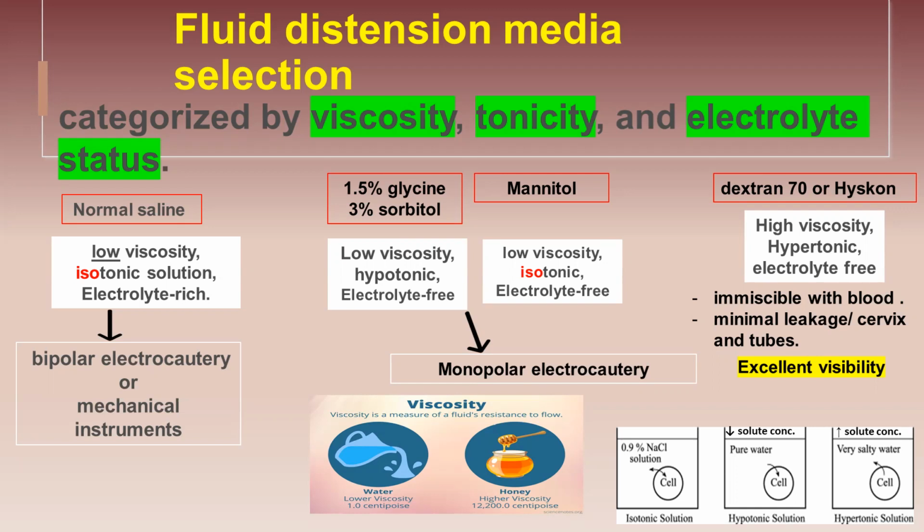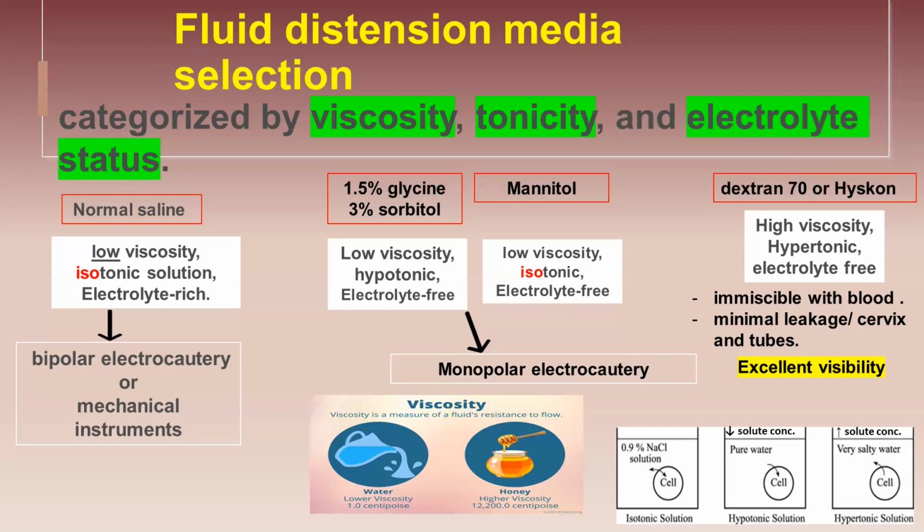Number two, regarding this solution, is it isotonic, hypotonic, or hypertonic? Which means that the solute outside and inside the cell, when you are using this solution, is equal, or the solute outside is higher, or the solute outside is lower, which means hypertonic or hypotonic solution respectively. So the third point of the solution, does it contain electrolytes or not? So if the nurse brings to you a solution for hysteroscopic surgery, these three criteria should be fulfilled in your mind: electrolyte content, tonicity, and viscosity.